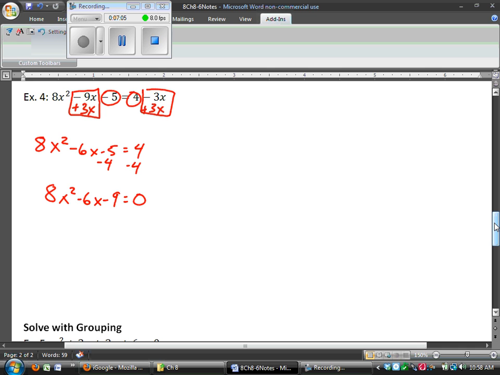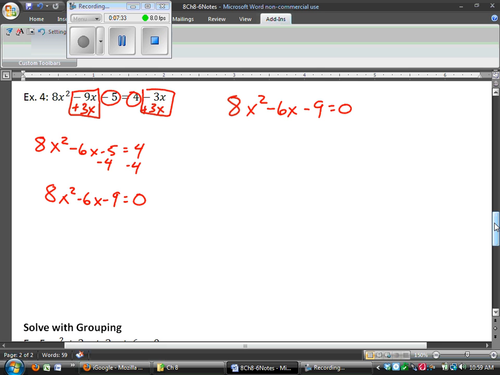Okay, this is why it was so important that you understood the concept of adding and subtracting like terms when we talked about that earlier in the year. Because if you don't understand what it means when I talk about like terms, you're not going to know what it is here. Okay, so let me move up top here so we have a little bit more room. 8x squared minus 6x minus 9 equals 0.